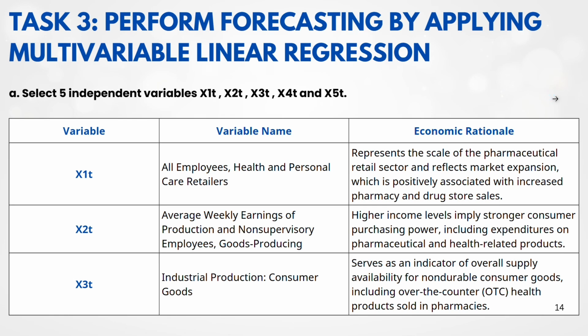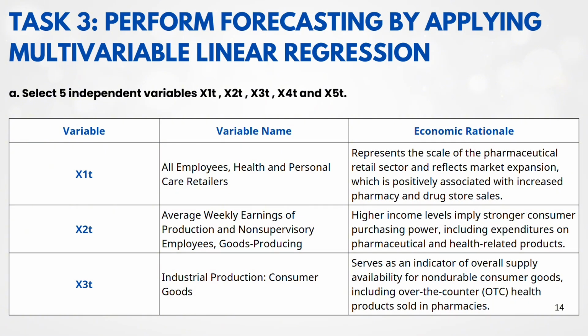Now let's move to task 3, perform forecasting by applying multi-variable linear regressions. This is part A, how I select 5 independent variables x1t, x2t, x3t, x4t, and x5t. First, I select 5 core predictors that capture both demand and supply side dynamics.